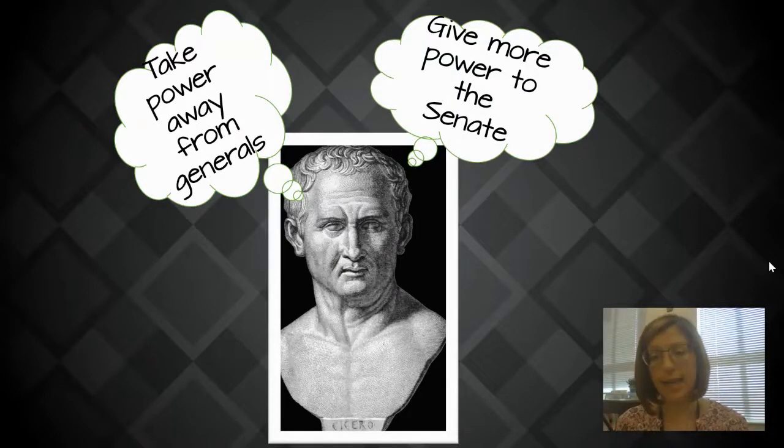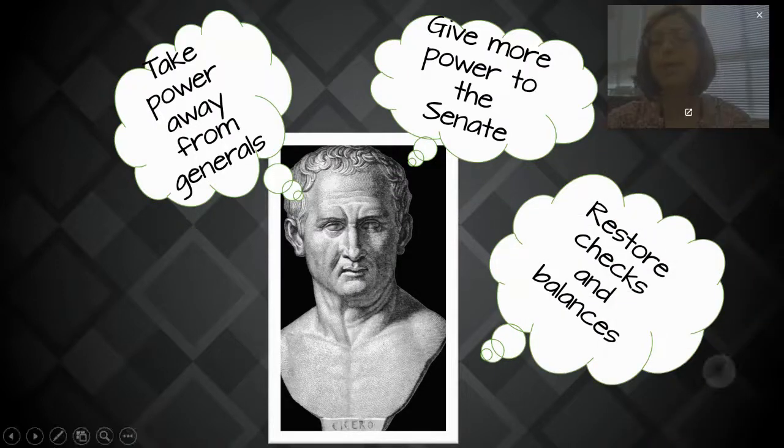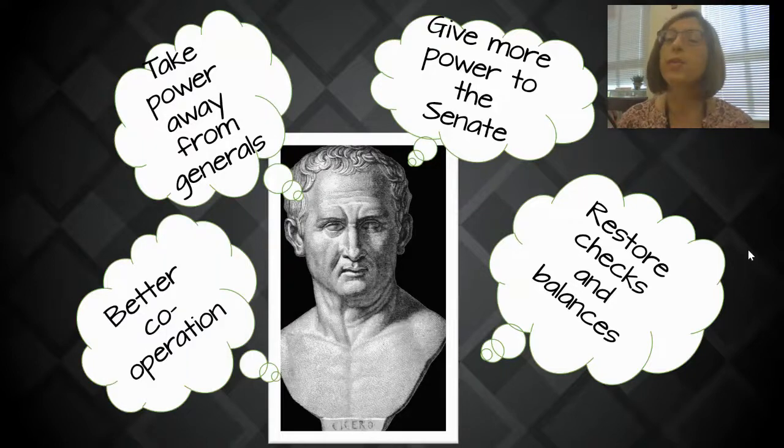Because when you give it back to the Senate, we are going to see checks and balances being restored, which means your government power is starting to be balanced again. No one is becoming more powerful than the other branch. You are getting that power and balancing of it restored. And then he wanted better cooperation within the government branches, to work better, more cohesively, to get along for the good of the Republic.